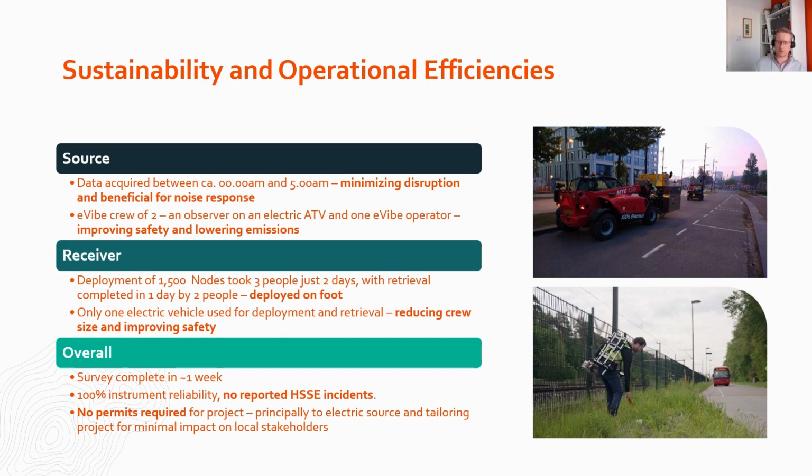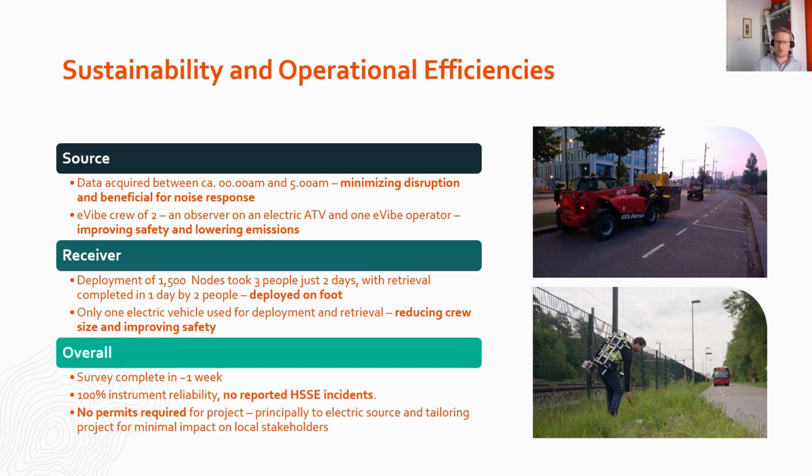And during the course of the project, the average daily productivity for this was about 200 sweeps achieved per night. And with the eVibe source itself, this only consisted of a crew of 2 people. There was one observer travelling in an electric ATV just ahead of the eVibe, and there was just one person operating the eVibe itself. Now for the receivers themselves, so this is the Stryde nodes. So all 1,500 nodes were deployed by 3 people in just 2 days.